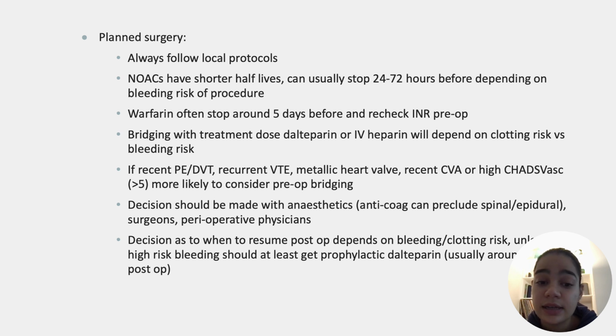If the patient has had a recent PE, a DVT, repeated VTEs, they have a metallic heart valve, or they have a very high CHA2DS2-VASc score, they're more likely to need this preoperative bridging. But this decision should be made alongside anaesthetics as well as the surgical team. The decision when to resume anticoagulation post-operatively depends on the bleeding and the clotting risk, and that will usually be something that's written in the post-operative notes.